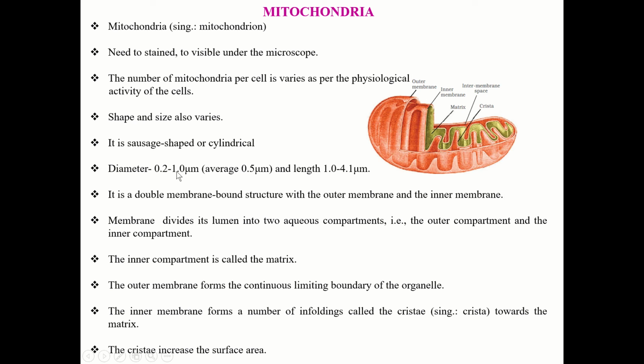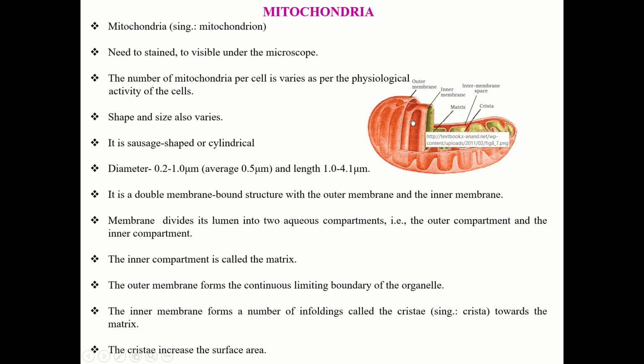Diameter 0.21 micrometer, average 0.5 micrometer, and length is 1 to 4.1 micrometer. It is a double membrane bound structure with the outer membrane and the inner membrane. The membrane divides its lumen into two aqueous compartments, that is the outer compartment and the inner compartment.